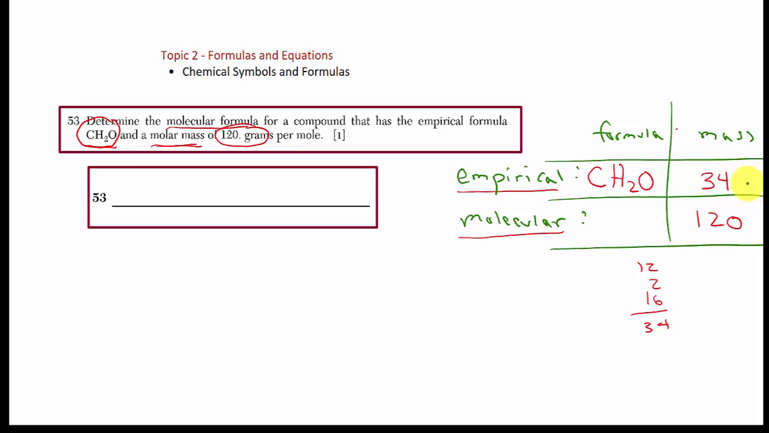So the question is, how many times does 30 go into 120? And when you figure that out, you'll see that it's going to be 4 times. And that means that our molecular formula is going to be 4 times as large as the empirical formula. So we have to increase everything by a factor of 4. So our molecular formula has to have 4 carbons, 4 times 2, or 8 hydrogens, and we're going to have 4 oxygens, O4. So the molecular formula that will have a formula mass of 120 has to be C4H8O4.